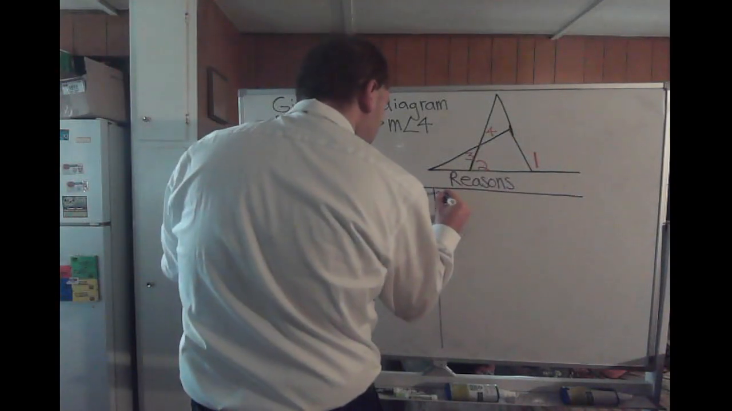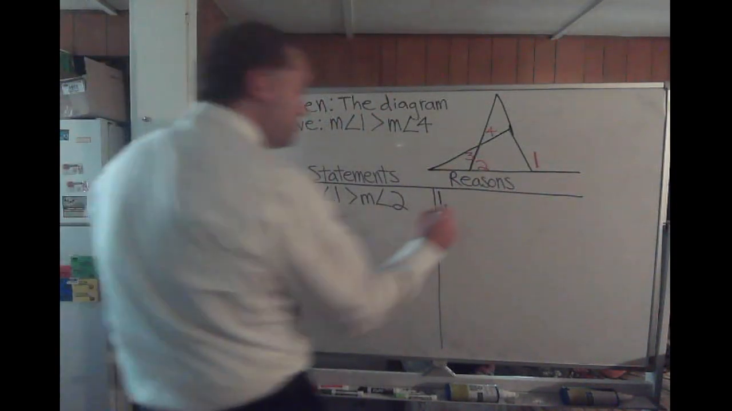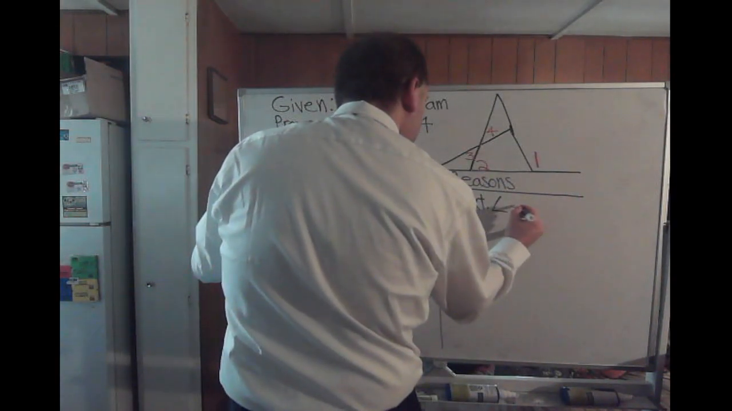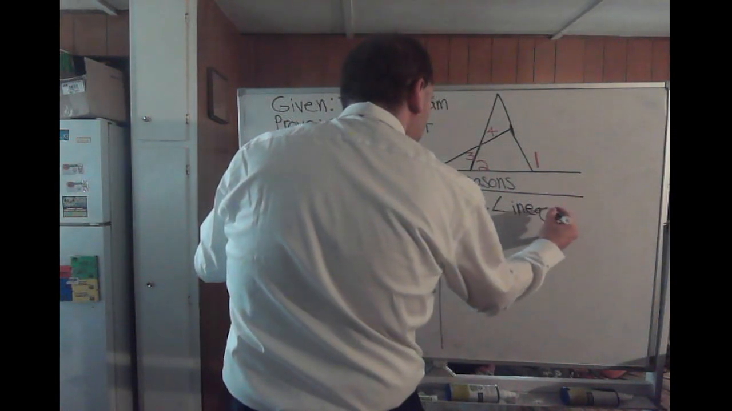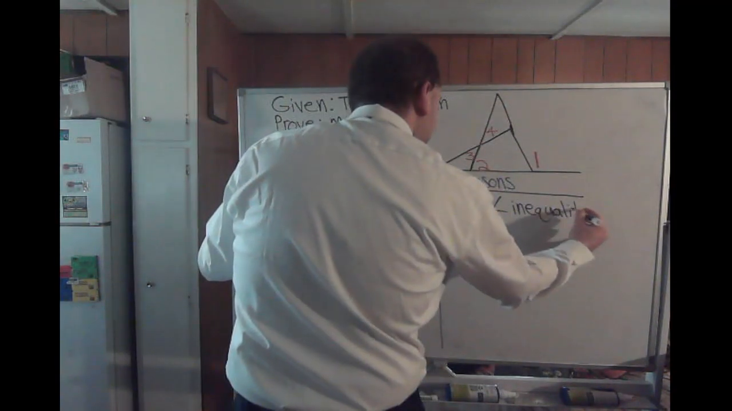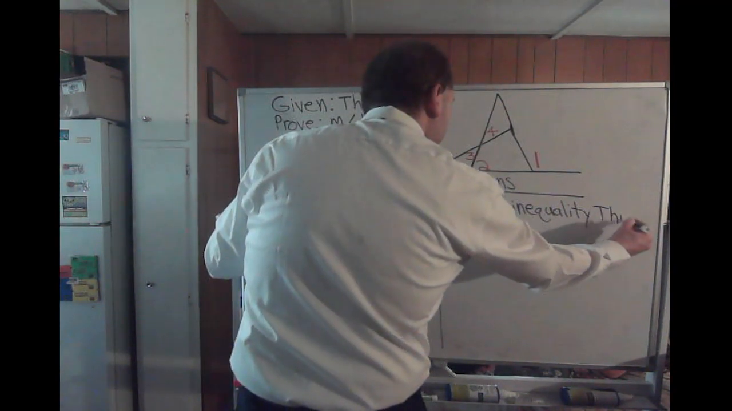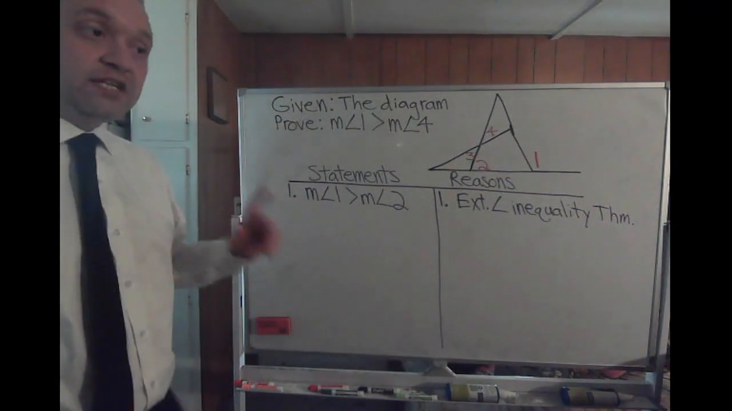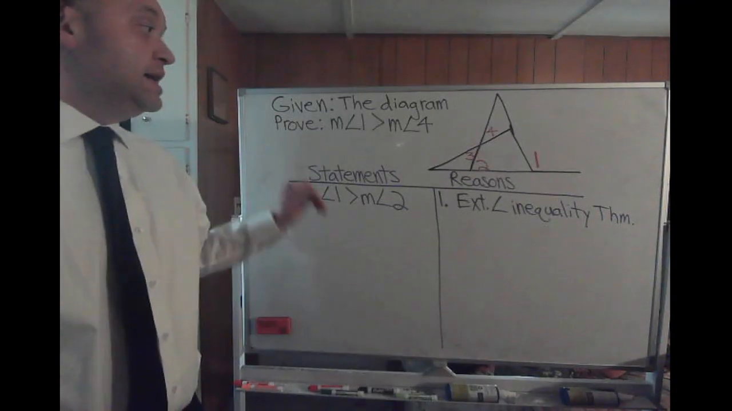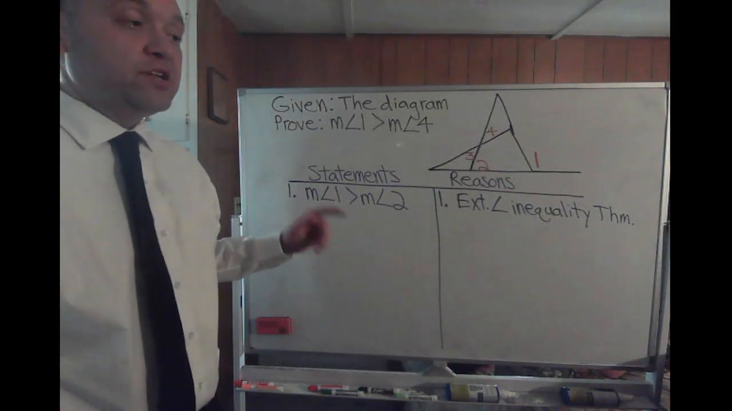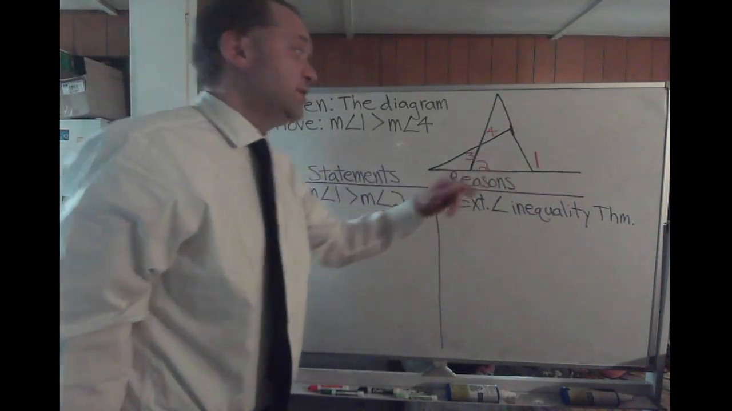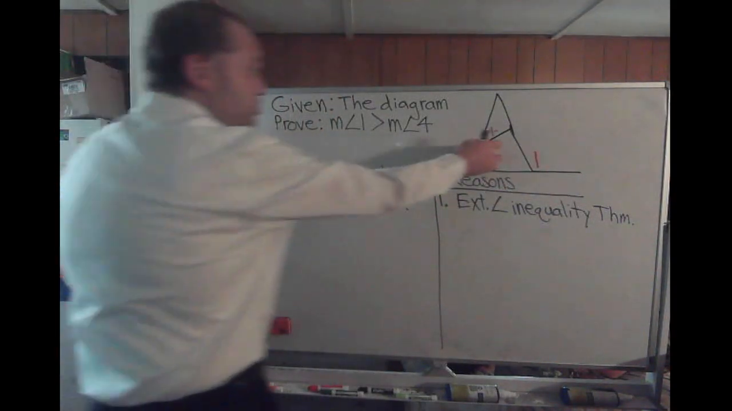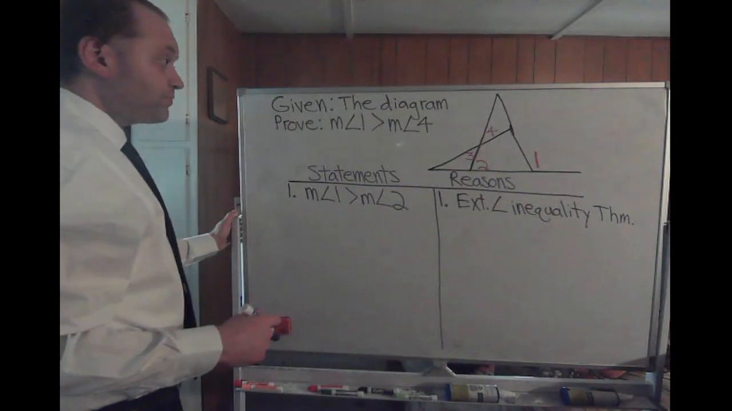It goes back to the Exterior Angle Inequality Theorem. See how that theorem's actually useful now? Remember, the Exterior Angle Inequality Theorem states that the exterior angle of a triangle is greater than the measure of either of the two remote interior angles. And angle 2 would be a remote interior angle to this triangle standing up, would it not? Okay.